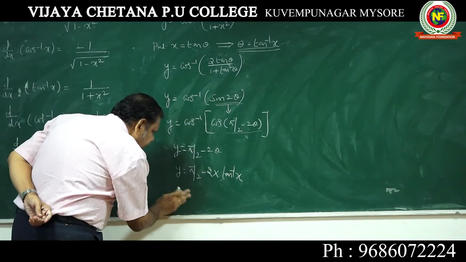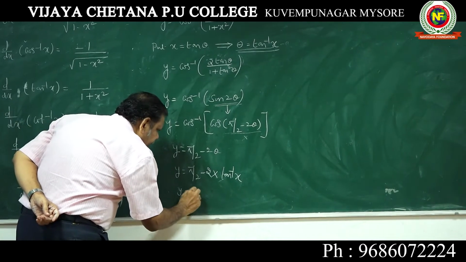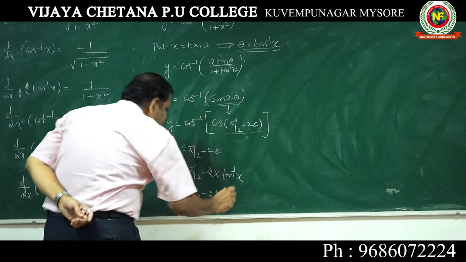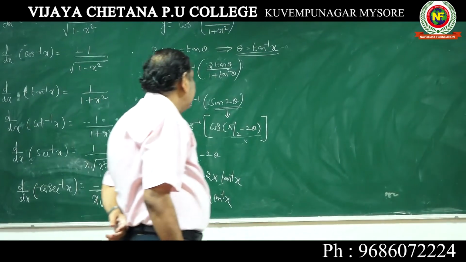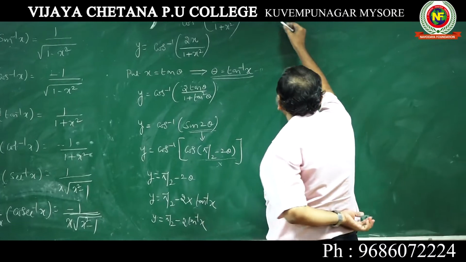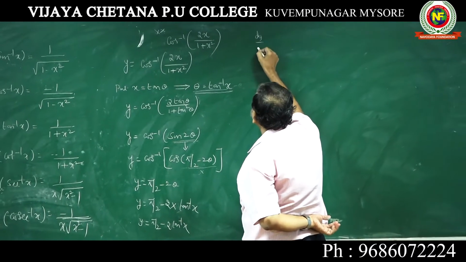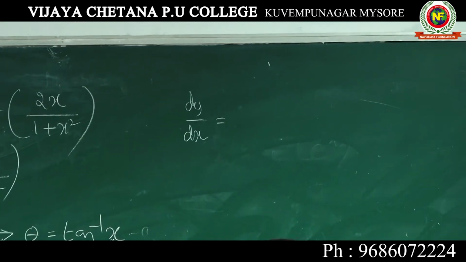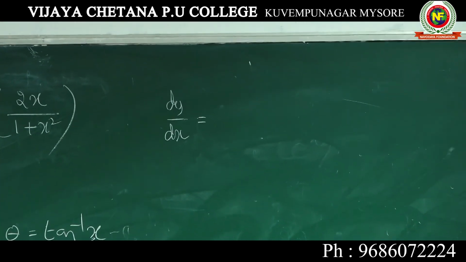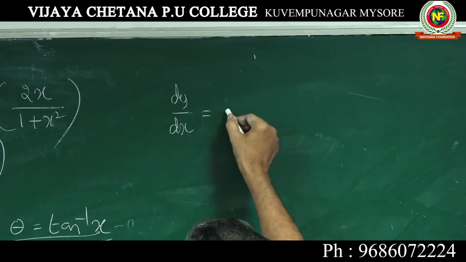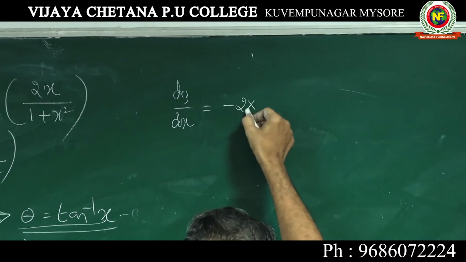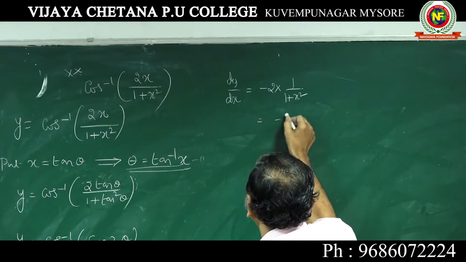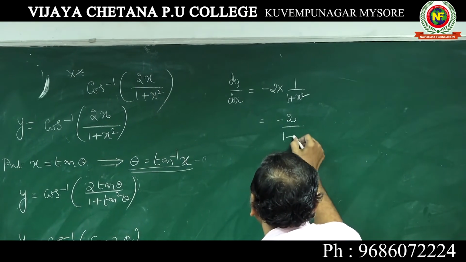Now y is equal to pi by 2 minus 2 tan inverse x. When you differentiate this, dy by dx is equal to, this is constant, pi by 2 90 degree is a constant, it is 0, and it is minus 2 into tan inverse x derivative, 1 over 1 plus x square, and the answer is minus 2 by 1 plus x square.